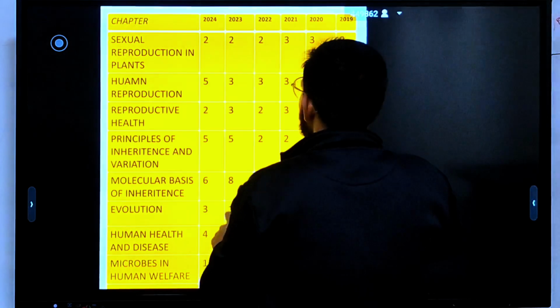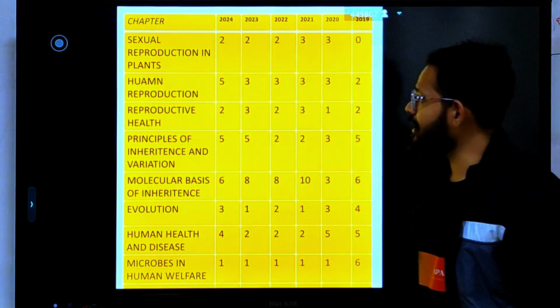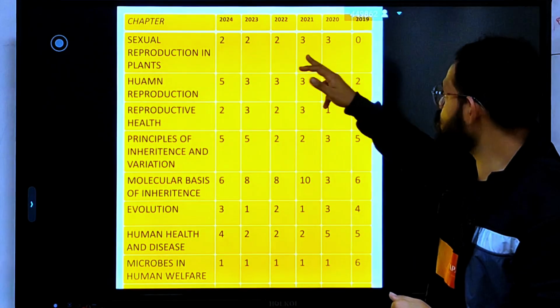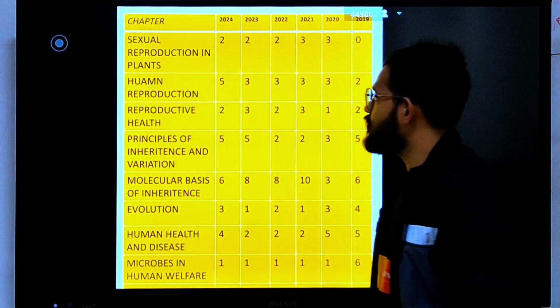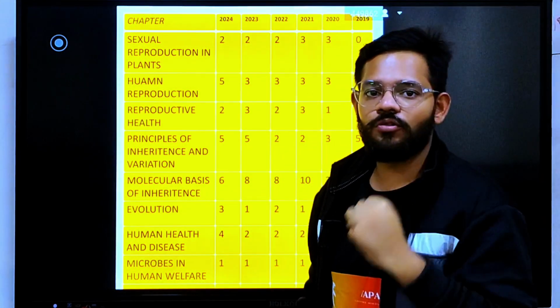Okay, so sexual reproduction in plants. In 2024 you have two questions. In 2023 again two. 2022 two. 2021 three. 2020 and 2019 no question from this chapter. So this year maybe the number of questions from this chapter can be 3 or 2.